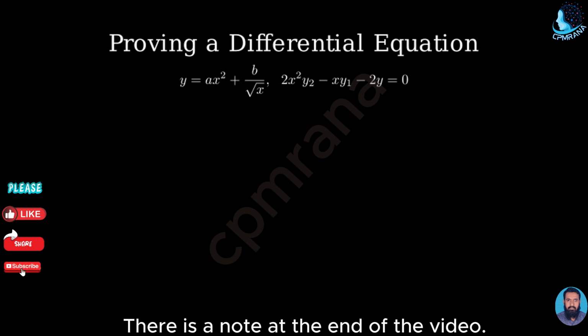First, let's rewrite our function in a more convenient form. Instead of b over square root of x, we can write this as b times x to the negative 1/2 power. This will make our differentiation easier.